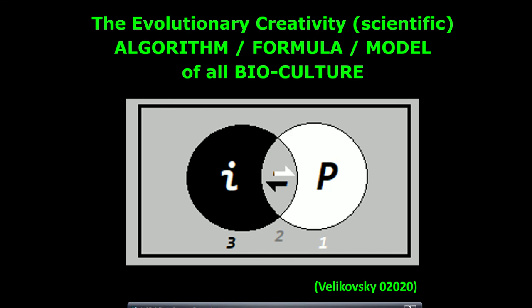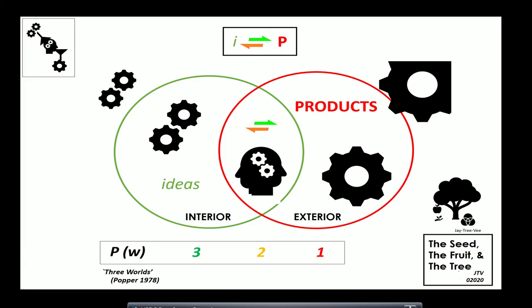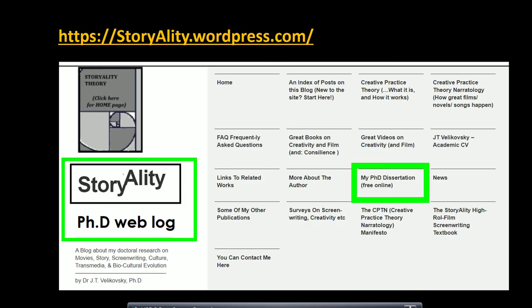So ideas, processes, and products, the internal world, the world of mental processes, and the world of external products, which is Karl Popper's Worlds 1, 2, and 3 from his 1978 article, 3 Worlds. And this is a bit more detailed diagram of the model, and I'll get to explain that later. Most of this is on my PhD weblog, Storyality, and my PhD is also online there too.